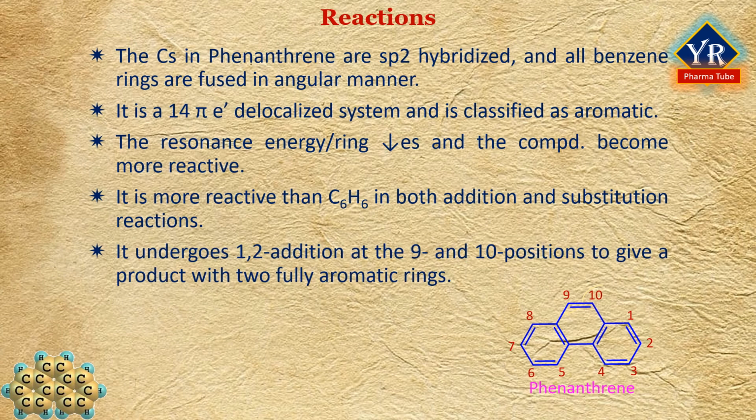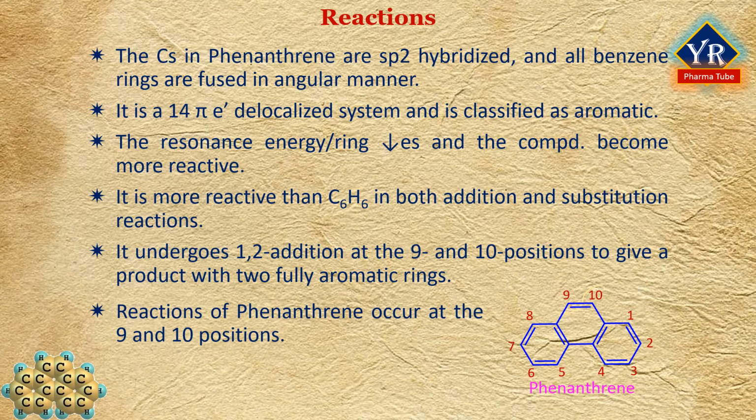Phenanthrene undergoes 1,2 addition at the 9 and 10 positions to give a product with two fully aromatic rings. Reactions of phenanthrene typically occur at C9 and C10 positions.